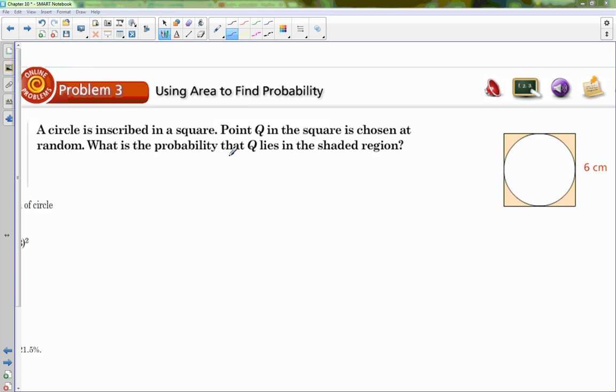All right, we're going to apply the same concept to area. And we're still going to use the property that probability is equal to your desired outcome over your total.